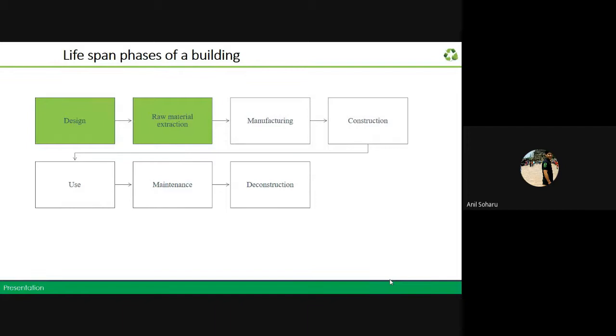So here is the life cycle of the building. The life cycle of any construction building comprises design, raw material extraction, manufacturing, construction, use, maintenance, and deconstruction. In our study, the primary focus is on design and raw material.